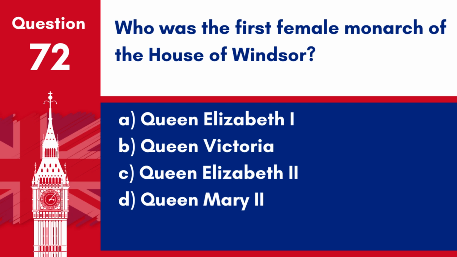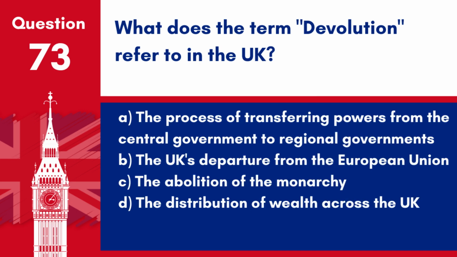A. Queen Elizabeth I. B. Queen Victoria. C. Queen Elizabeth II. D. Queen Mary II. Answer: C. Queen Elizabeth II. Queen Elizabeth II, who ascended to the throne in 1952, is the first and the only female monarch of the House of Windsor.